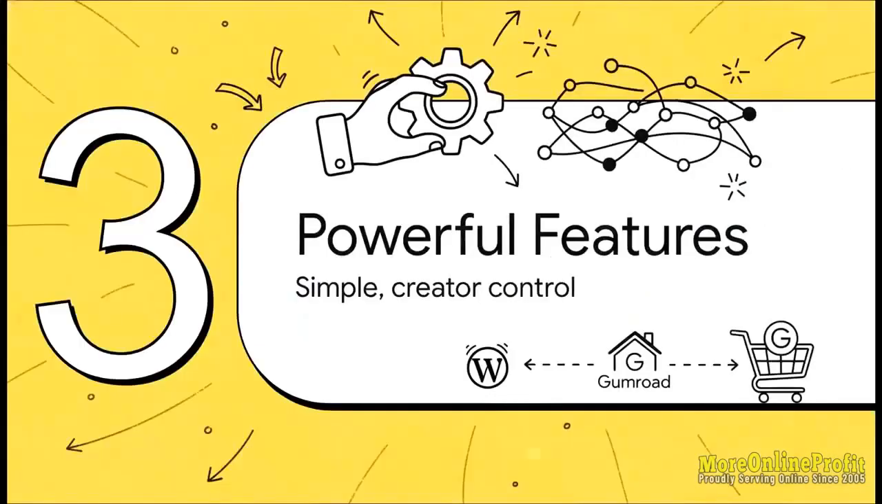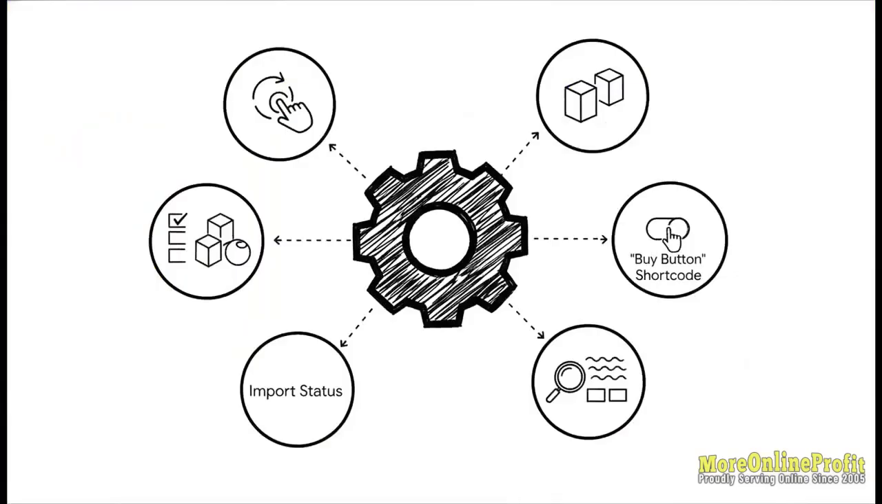So beyond that simple setup, this plugin actually gives you a surprising amount of control. Let's dive into some of the more powerful features that make it way more than just a basic import tool. I mean, the flexibility here is pretty impressive. You can sync things on demand, you can pick and choose products, you can even control whether they show up as drafts or go live immediately. There's even a little shortcode you can use to pop a buy button literally anywhere on your site. It's pretty clear this was designed with creators in mind.